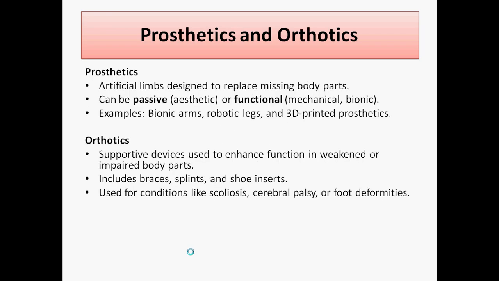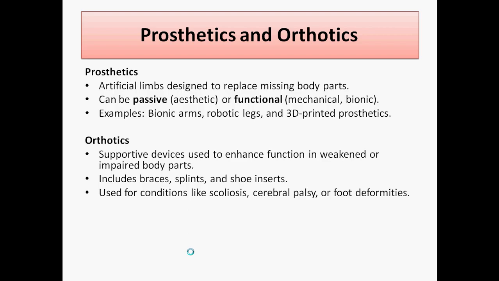Now next we are discussing prosthetics and orthotics. First of all we discuss prosthetics: artificial limbs designed to replace the missing part. They can be aesthetic or functional, and medical bionics are also possible. Examples are bionic arms, robotic legs, and 3D printed prosthetics.